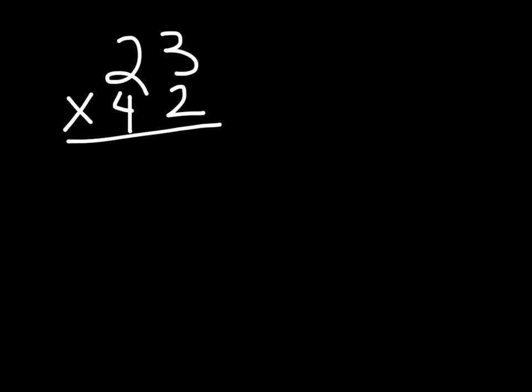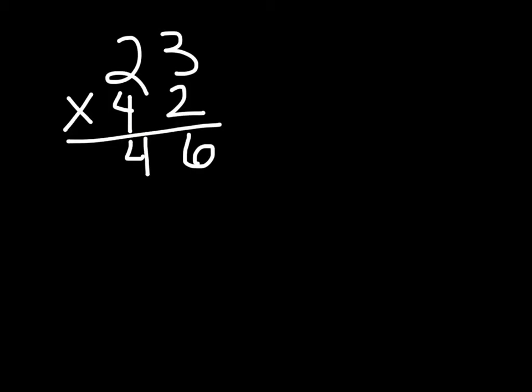Now, I'll go ahead and work this out. 23 times 42. I'm going to use a big zero. So the first thing I need to do, I need to start with my ones place down here on the bottom number. And I will go 2 times 3, and 2 times 2. So let's go ahead and do that. 2 times 3 is 6. 2 times 2 is 4.